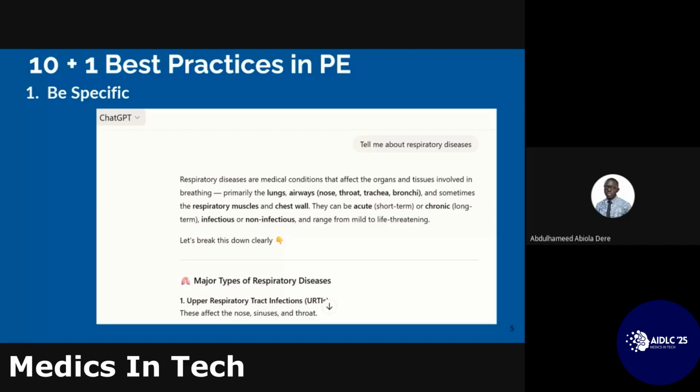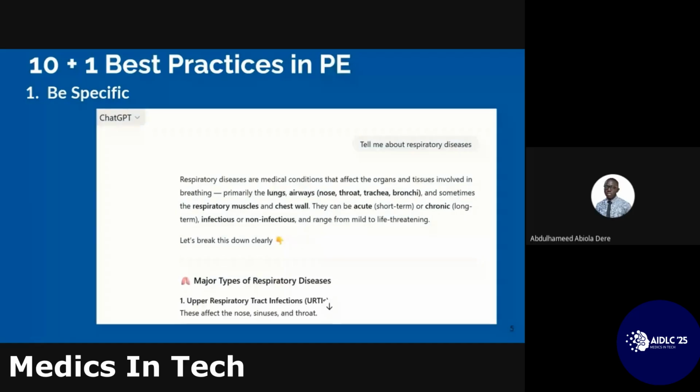If you look at this example, this is a very broad example. I said, tell me about respiratory diseases. What I was interested in was pneumonia. I just wanted to learn more about pneumonia, but I was not specific enough, right? And if you look at the response ChatGPT gave me, it told me respiratory disease, blah, blah, blah, and then started with major types of respiratory disease. It was telling me about upper respiratory tract infection. And what I needed essentially was to learn about pneumonia, right?